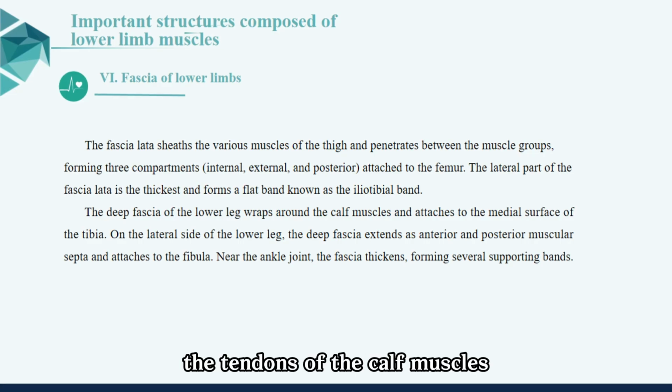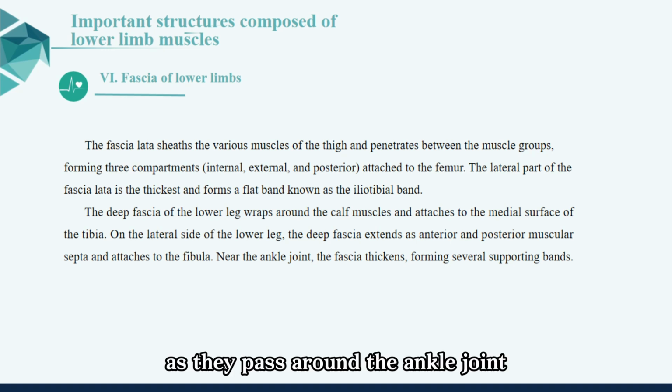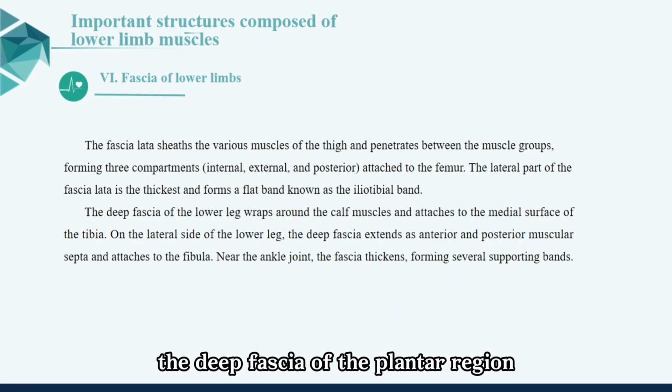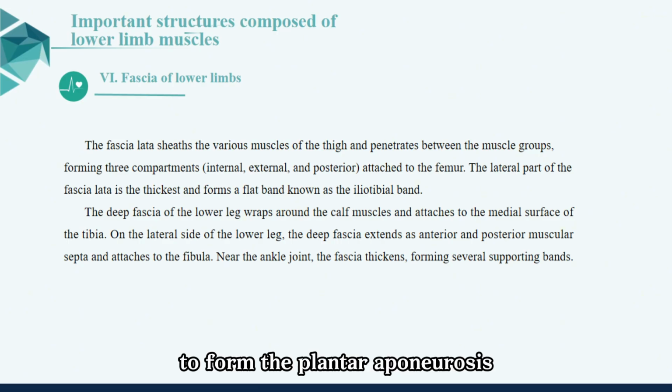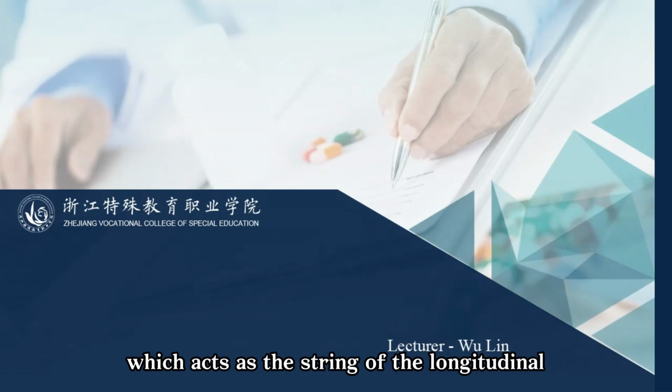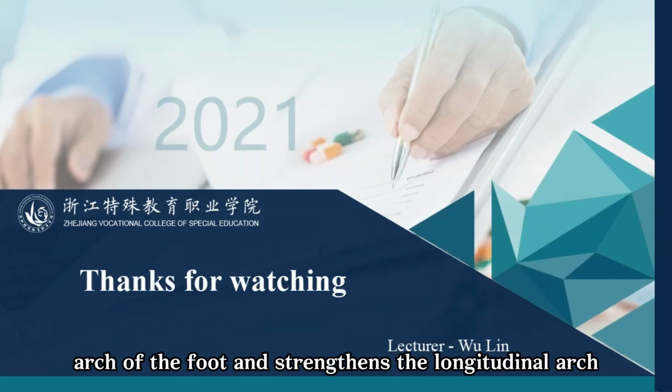The tendons of the calf muscles are all surrounded by synovial sheaths of tendons as they pass around the ankle joint. The deep fascia of the plantar region thickens in the middle of the sole to form the plantar aponeurosis, which acts as the string of the longitudinal arch of the foot and strengthens the longitudinal arch.